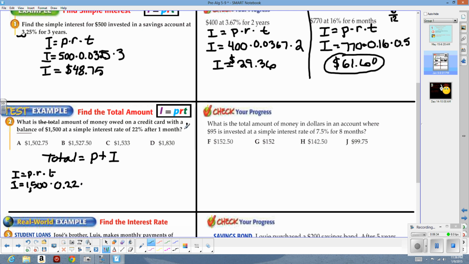1 month is 1/12 of a year, so you can either use the fraction or the decimal form of 1/12. Well, actually the decimal form of 1/12 is a repeating decimal, so let's go ahead and just leave it as 1/12. Now the interest is going to equal, we're going to multiply these all together.